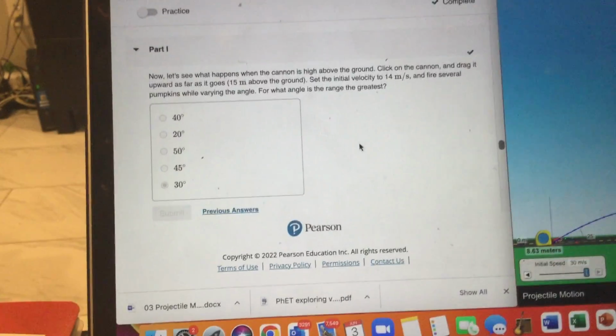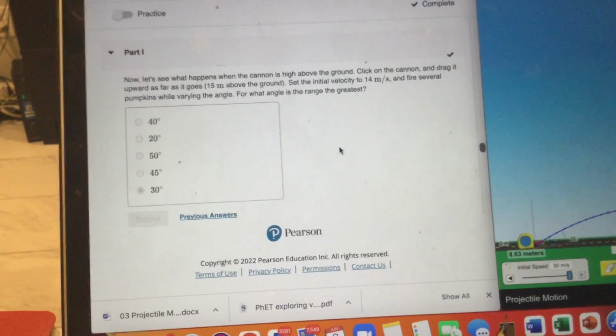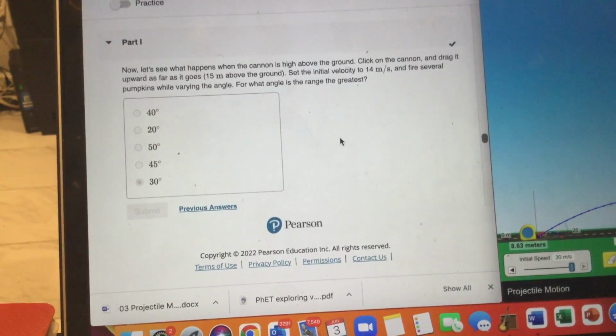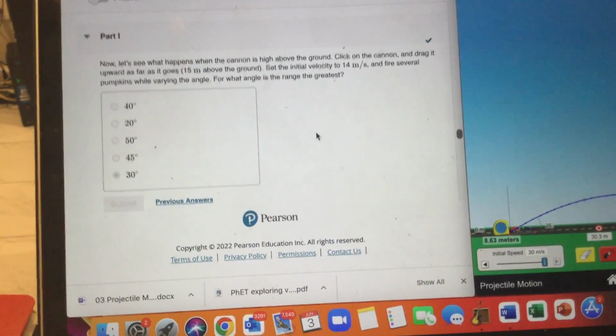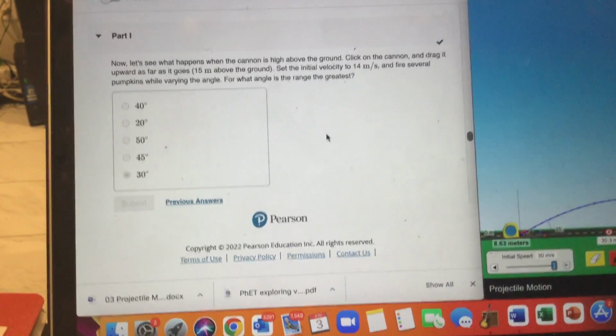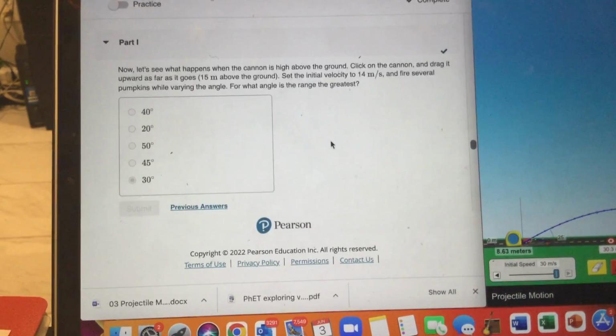Now let's start with part I. Now let's see what happens when the cannon is high above the ground. Click on the cannon and drag it upward as far as it goes, 15 meters above the ground. Set the initial velocity to 14 meters per second and fire several pumpkins while varying the angle. What angle is the range the greatest?